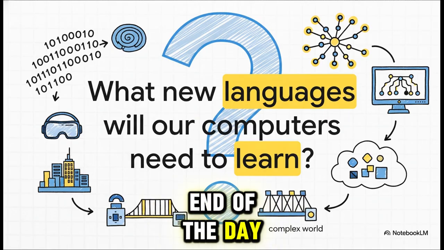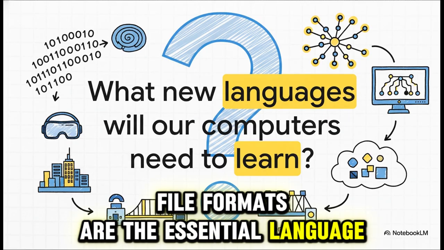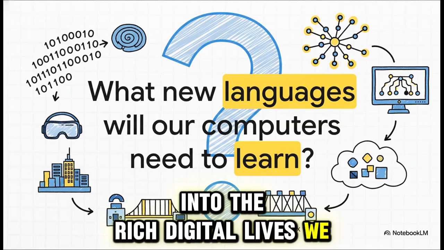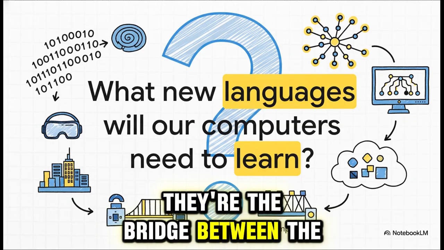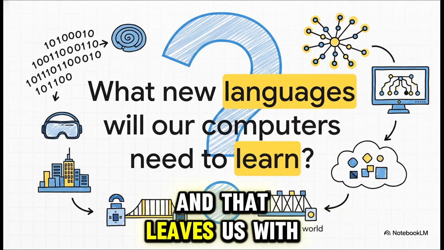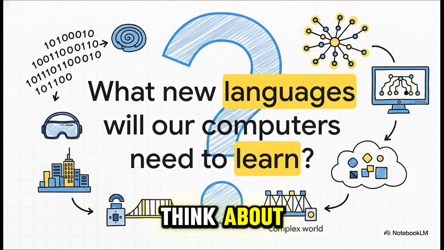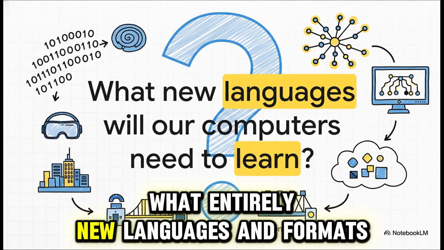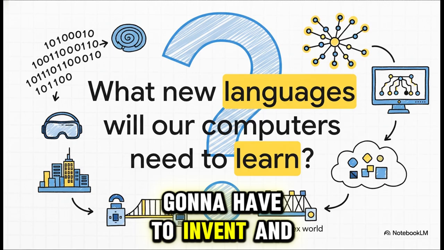So at the end of the day, file formats are the essential language that translates those simple zeros and ones into the rich digital lives we all have. They're the bridge between the simple mind of the machine and the complex world that we want to create. And that leaves us with a pretty cool question to think about. As our digital creations get even more complex, things like virtual reality worlds or AI models, what entirely new languages and formats are computers going to have to invent and learn next?